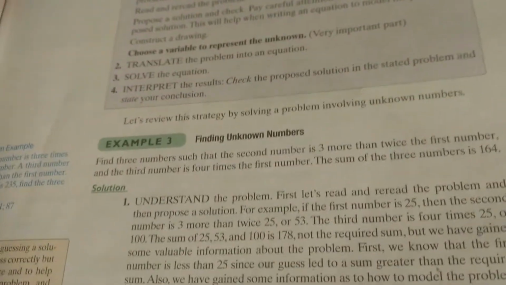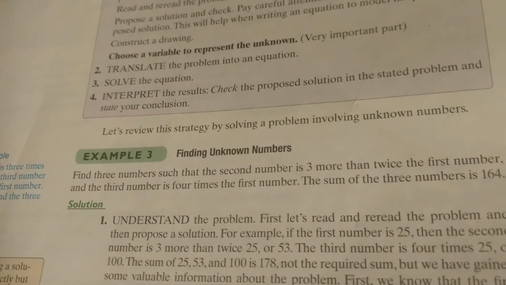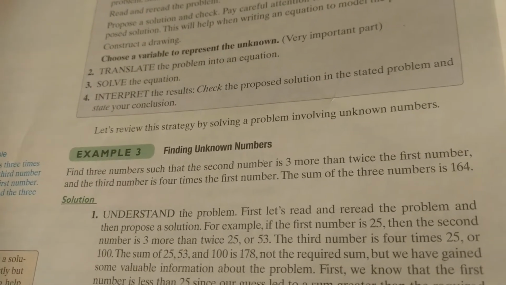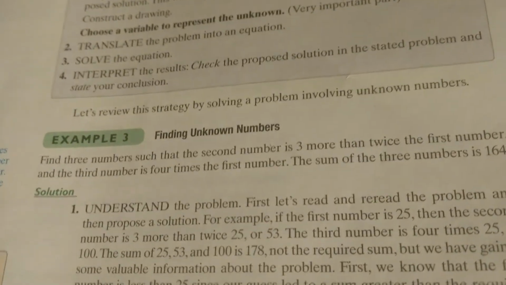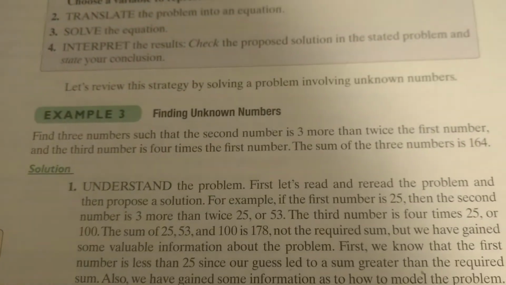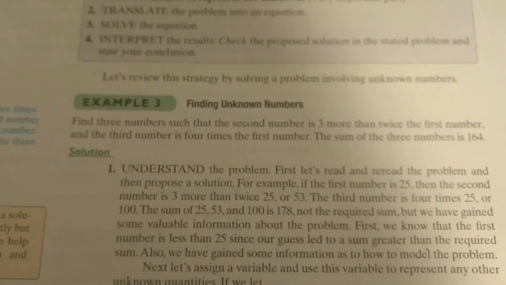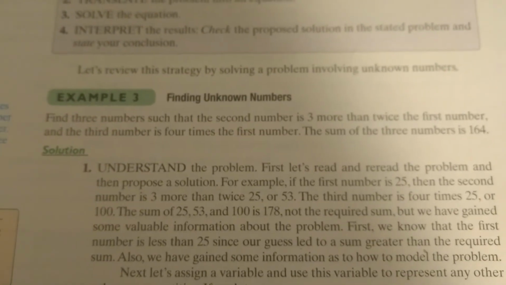All right. Here's our second type of word problem we're going to go over. It says find three numbers such that the second number is 3 more than twice the first. Incidentally, this is example 3 on page 61. Whenever you're working word problems, don't try to read the whole word problem at one time. Read a little bit at a time, try to understand it, then go from there.